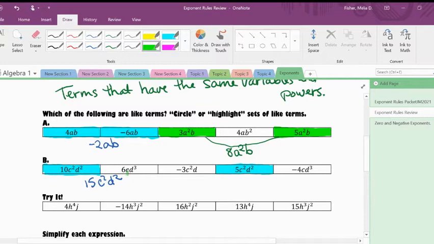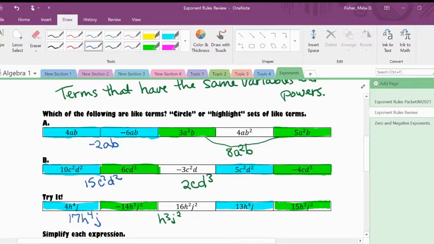This next one has a c to the first power and a d cubed. This is c to the second power and d to the first power. This last one is c to the first power and d cubed. So we have found a match of like terms here and here. When I combine the 6 and the -4, I get 2c d cubed. Go ahead, pause your video and do the try it.